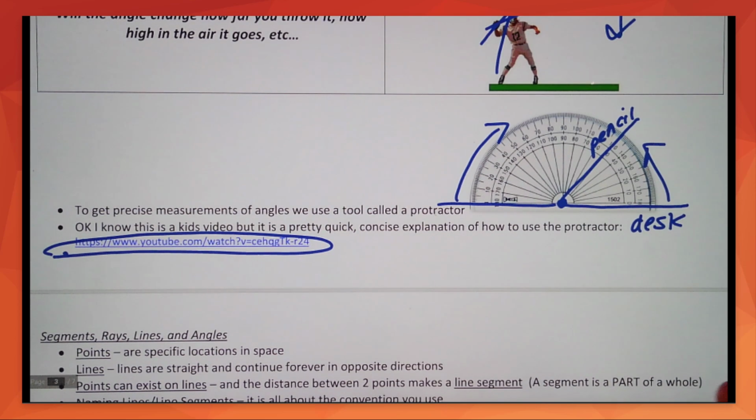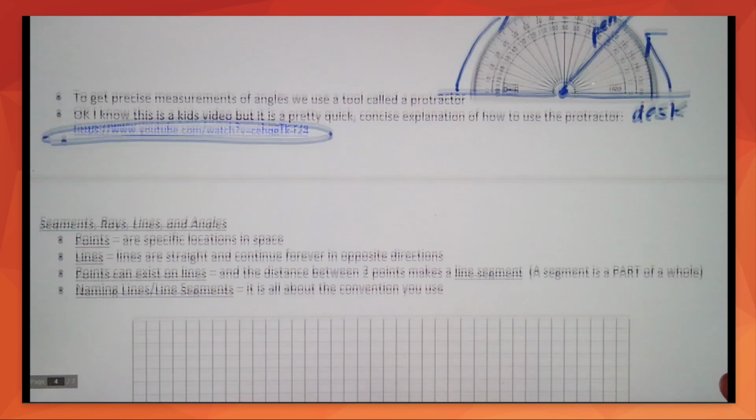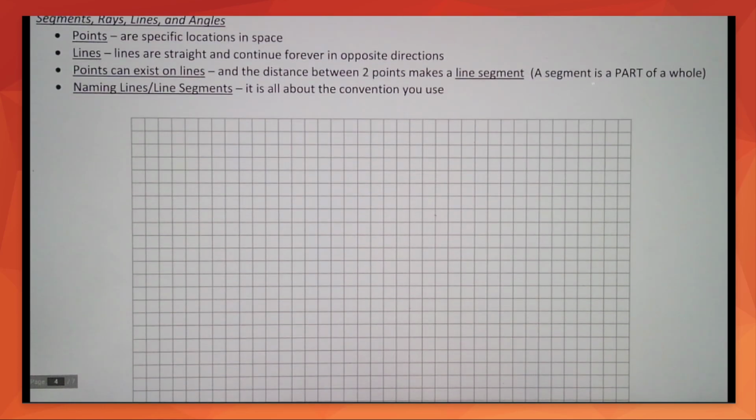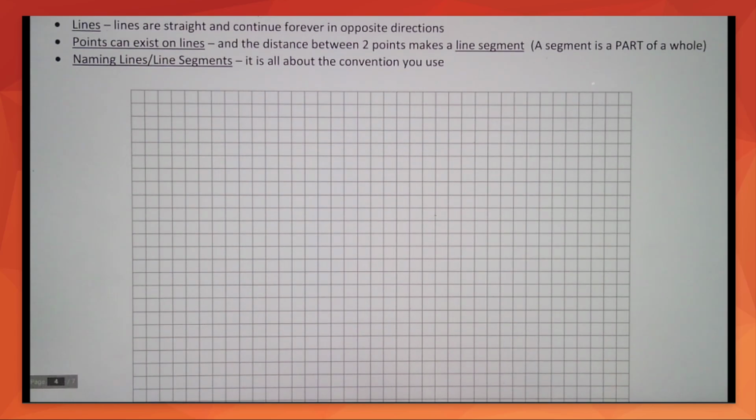All right, so I'm going to keep rolling through here. The next thing we're going to be talking about is segments, rays, lines, and angles. And I think we have 3 more pages of these notes. These are not going to roll by so quickly because we're going to be drawing some examples here, so we can demo one thing at a time.